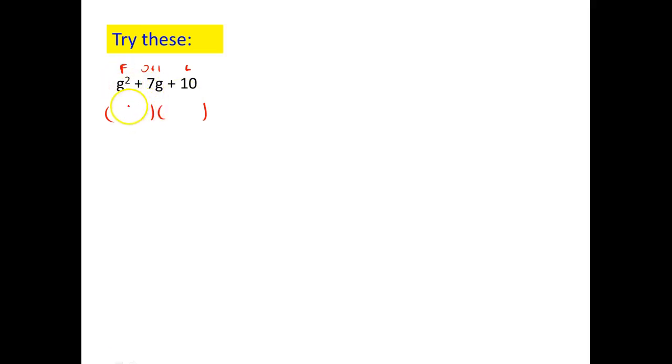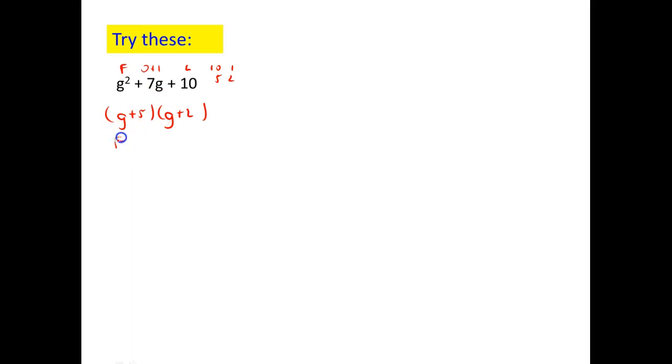In order for me to get g squared in the front, I have to have g and g in front. And in order for me to get 10 in the back, the only way to get 10 is 10 times 1 or 5 times 2. So the question you ask yourself is, which of these combinations are going to combine to give me 7 in the middle? Well, that's going to be a positive 5 and a positive 2.